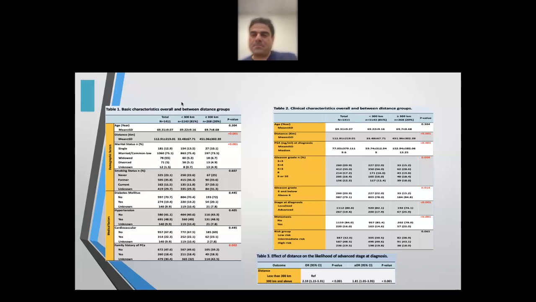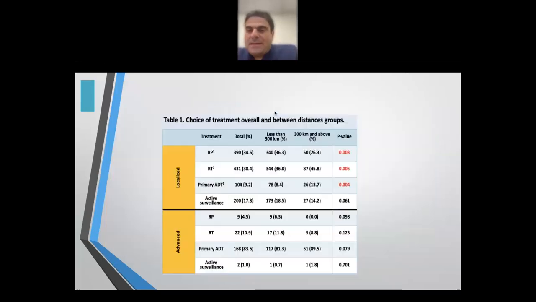Next. So then we wanted to look at the choice of treatment. Is there going to be a difference between the regional patients and Thunder Bay patients in their choice of treatments for the same stage of disease? Initially, my hypothesis was that we would have more patients from the region going for surgery. Surprisingly, not. Actually, more of the regional patients went for radiation.